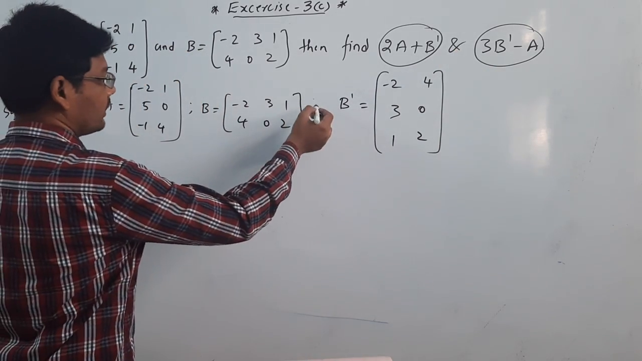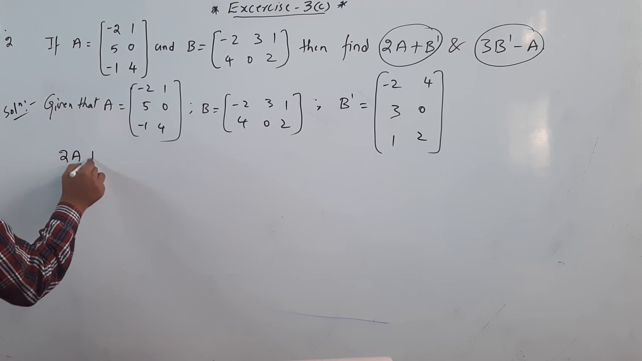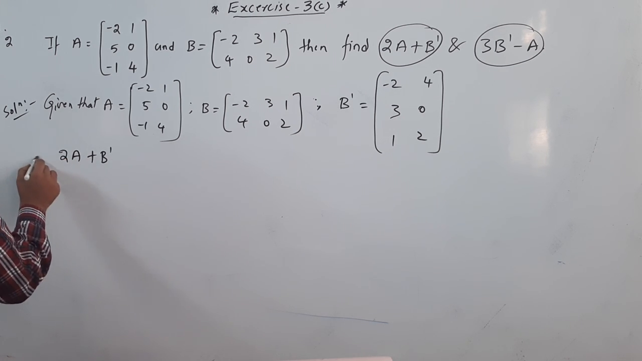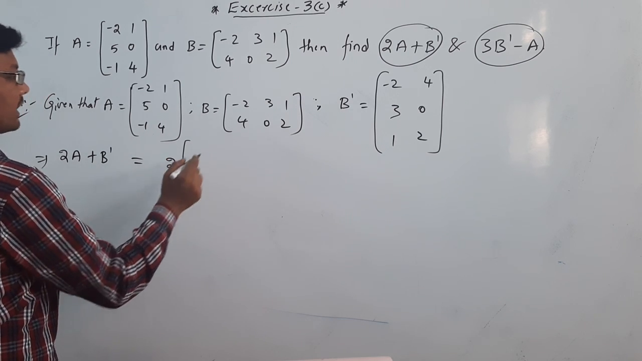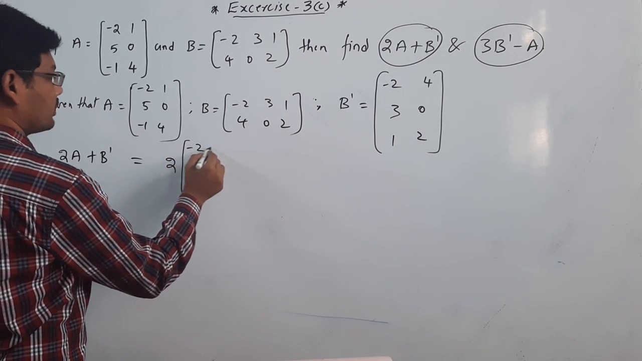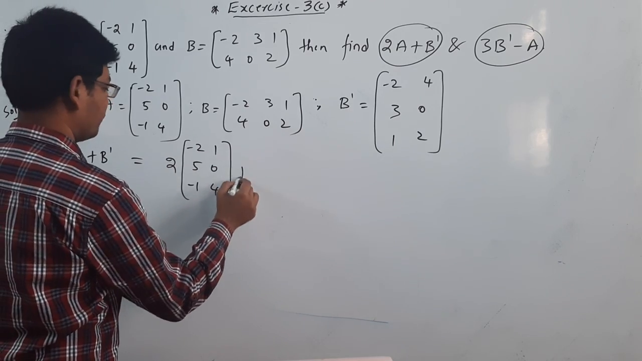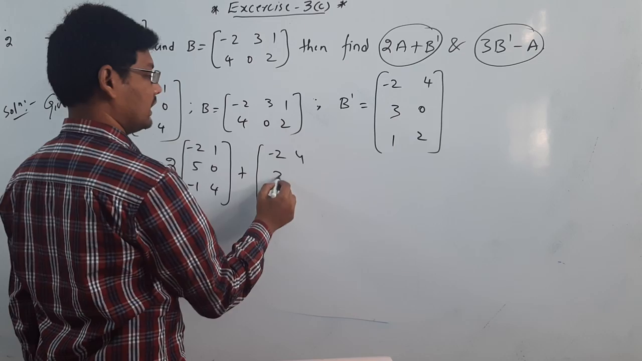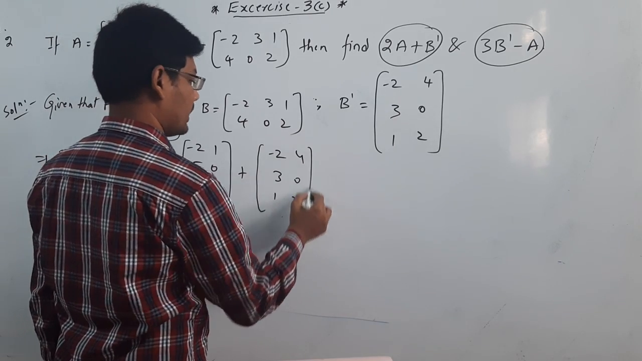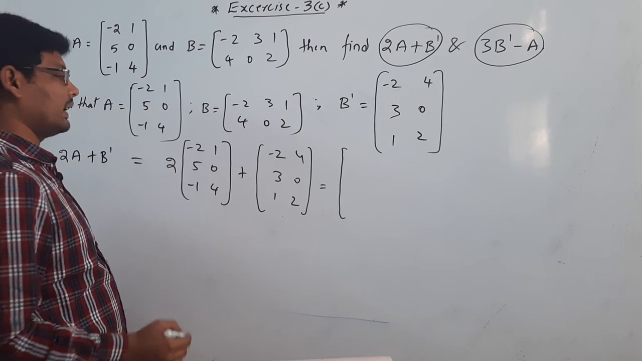That's why I am finding B dash only. And the first condition, 2A plus B dash. This implies 2 into scalar multiplication of the first matrix, minus 2 into 1, 5 into 0 and minus 1 into 4, plus B dash. B dash is nothing but minus 2 4 3 0 1 2, and similarly you need to multiply this 2 with all the elements in the matrix.